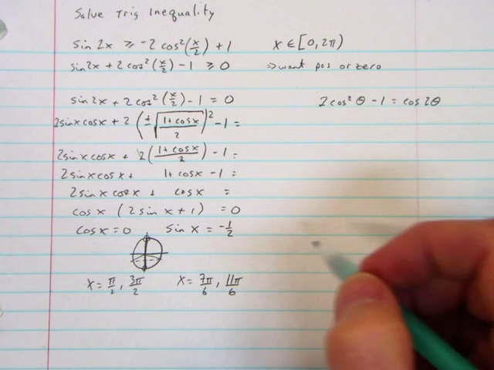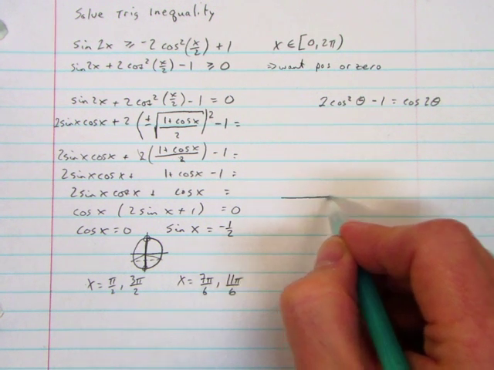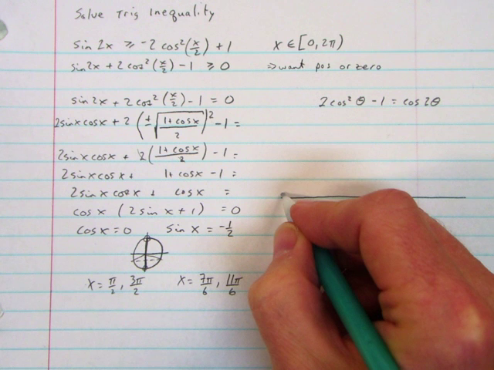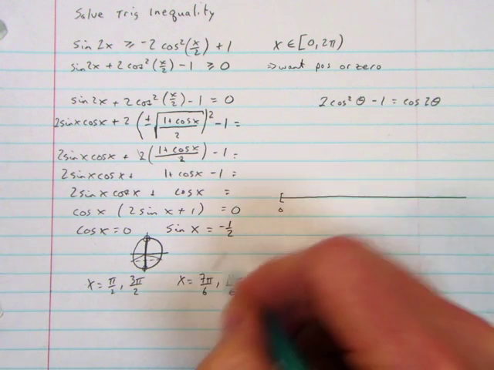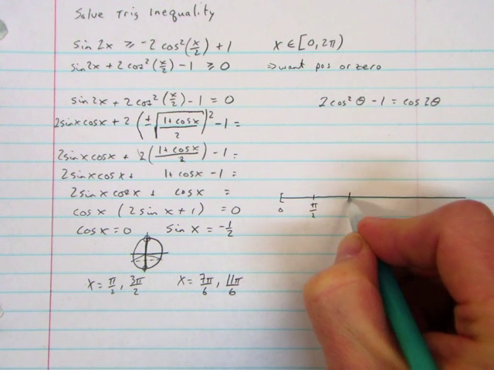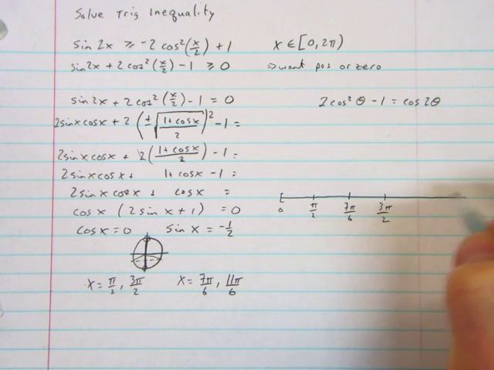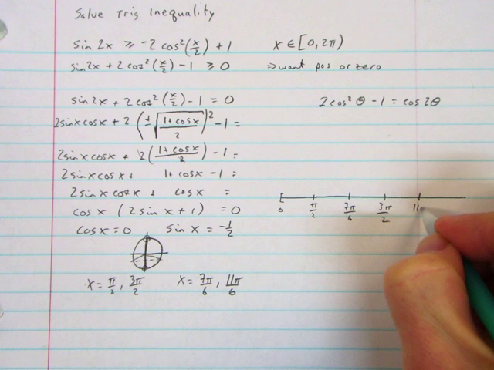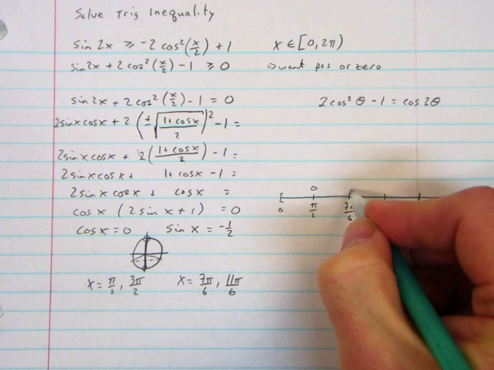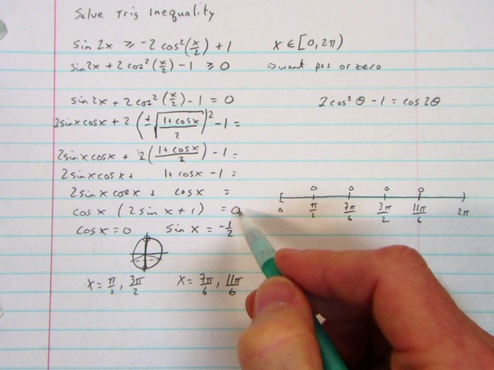Now we can go to our number line. I'll move it up here a little bit. We'll have 0, and we need to put them in order. The spacing of it doesn't matter. Pi over 2, 7 pi over 6, 3 pi over 2, 11 pi over 6, and then 2 pi. And we have zeros at all of those 4 values, because that's how we found these. There are zeros of this equation.